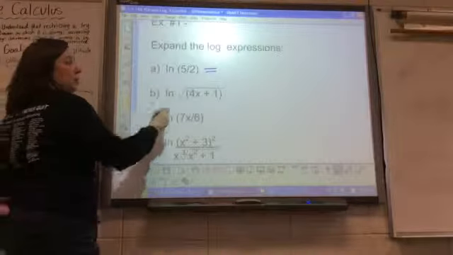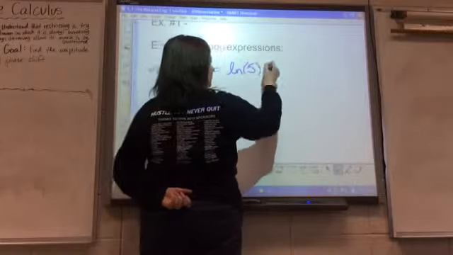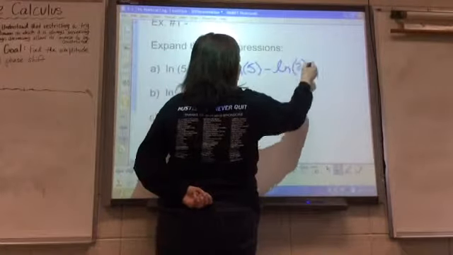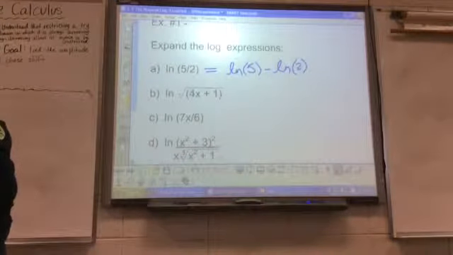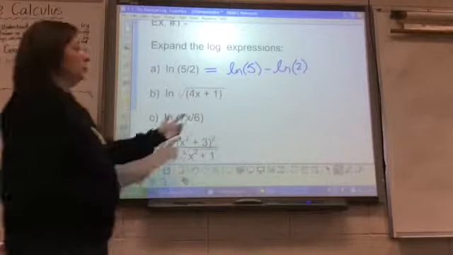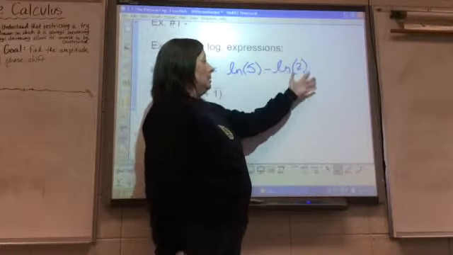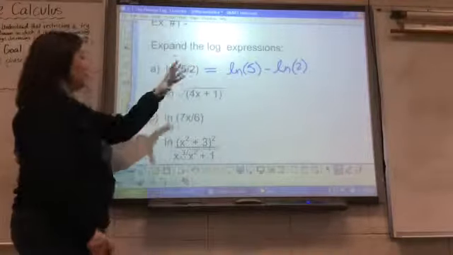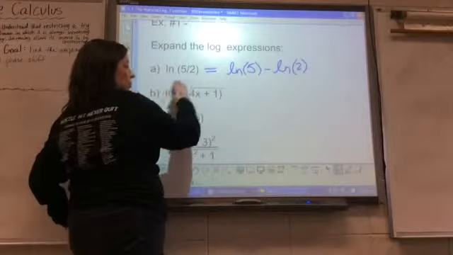All right, so how would I rewrite ln of 5 minus ln of 2? I'm going to put parentheses around it, though you don't have to. The only reason sometimes they do is so that they don't think it's ln of 5 minus blah, blah, blah. It's just ln of 5 minus ln of 2. Okay. Now, we're going to expand this next one.